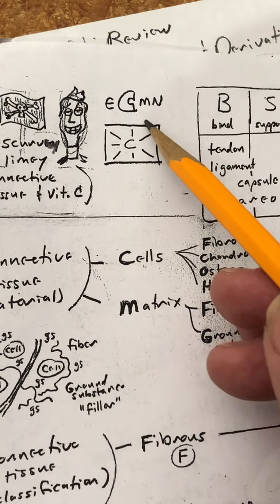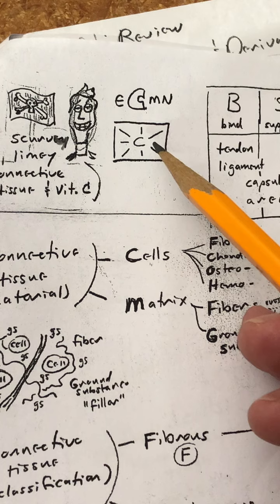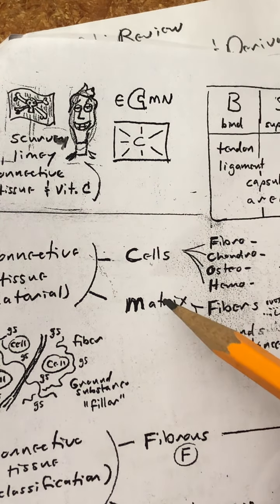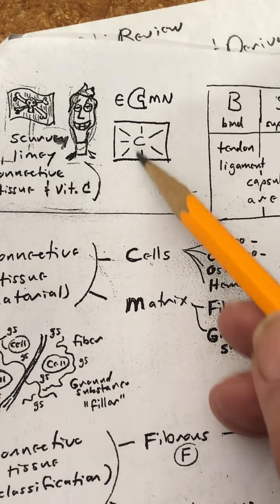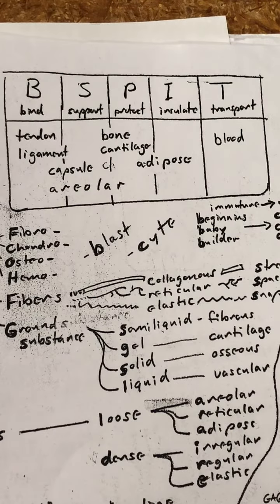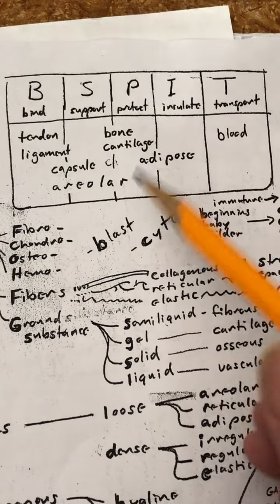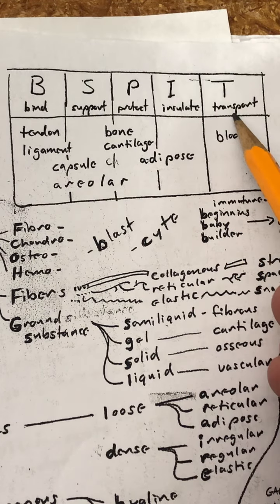There are four basic types of tissues in the body. There's epithelial, connective, muscular, and nervous. And connective is by far the most abundant in the body. Connective tissue, by its name, connects things, so it's found between things. As far as the functions of connective tissue, consider this mnemonic right here, B-SPIT: bind, support, protect, insulate, and transport.